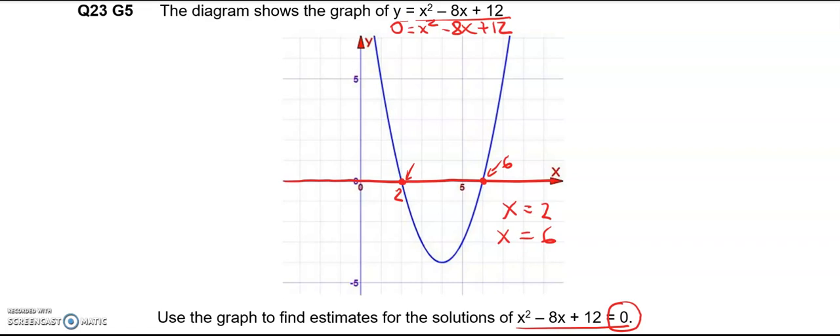How can we check that we've got them right? 2 times 6 is equal to 12, which is also the y-intercept for the graph.